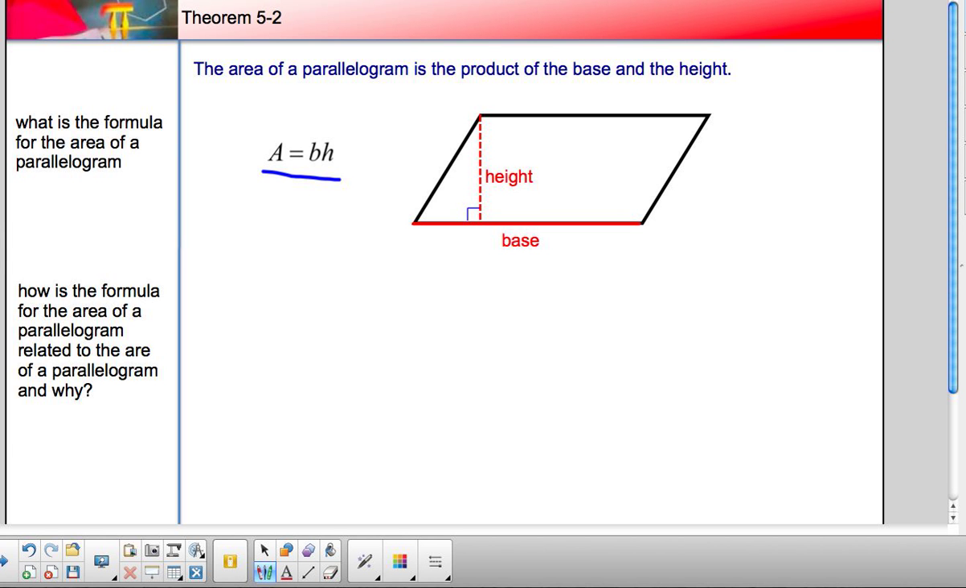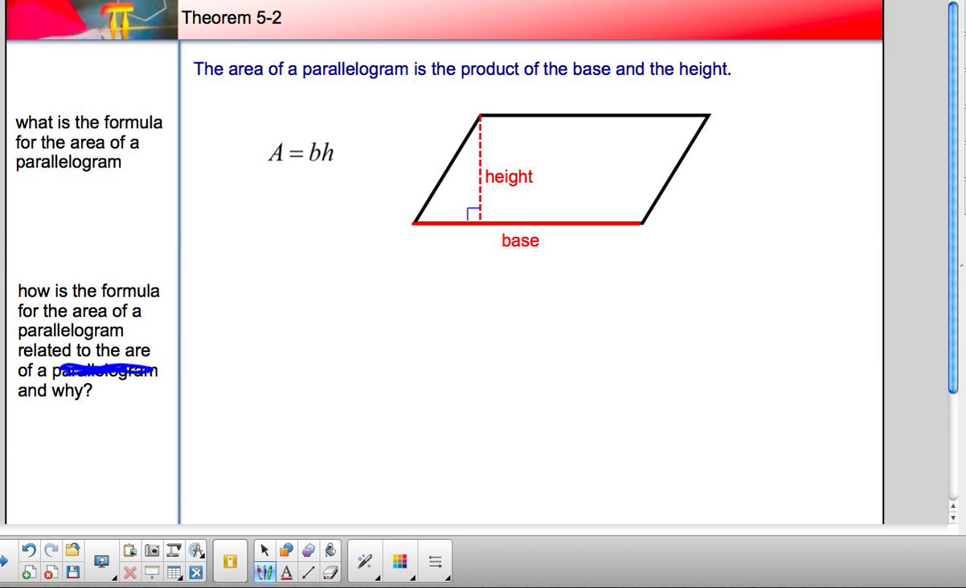But one of the things that I want you to be able to do is explain how the formula for a parallelogram is related to the formula of a rectangle. Oops, that should say rectangle right here. Make that change. That question: how is that related to the area of a rectangle? All right, let's do a little bit of practice.